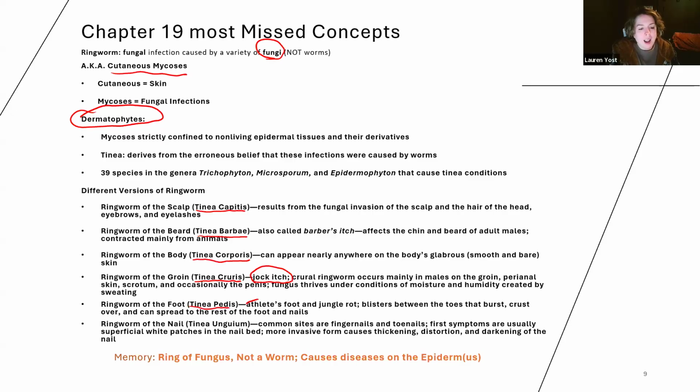Tinea pedis and athlete's foot. Remember, pedis is foot. Tinea unguium. This is usually the nails. So nail fungus is what that's talking about. And these are all different types of ringworm, scientifically called cutaneous mycoses, and they're associated with dermatophytes.